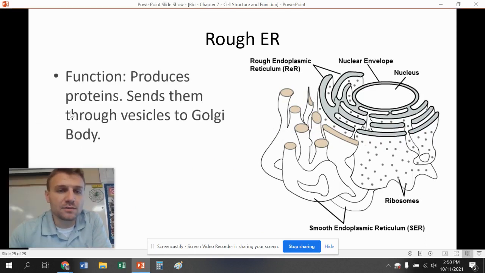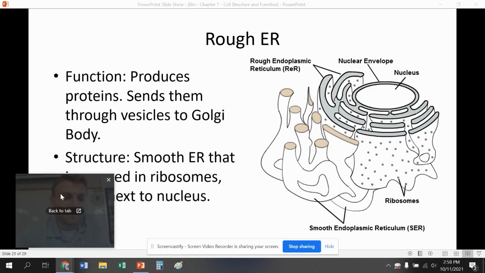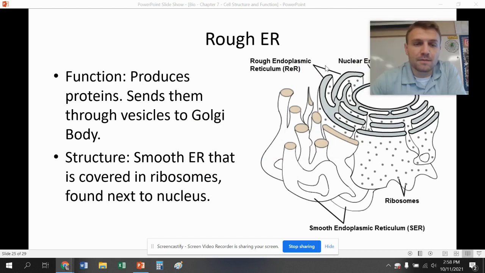All right, rough and smooth ER. Rough ER produces and sends materials to the Golgi body through something called vesicles. Its structure: there's smooth ER and there's rough ER. ER that is covered with ribosomes is known as rough ER, and it's right next to the nucleus here.